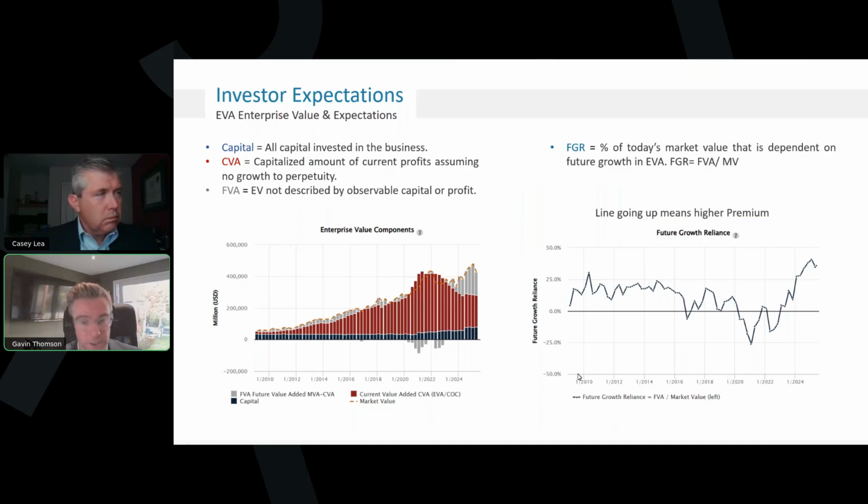Now, these are all in dollar terms. We know the world doesn't work in dollar terms when it comes to valuation. So what we then do is scale that gray part, so that FVA, against the market value, and come up with that chart on the right called future growth reliance. And future growth reliance is our kind of PE, price to earnings equivalent. And you can kind of look back over history and look at where we're trading today.